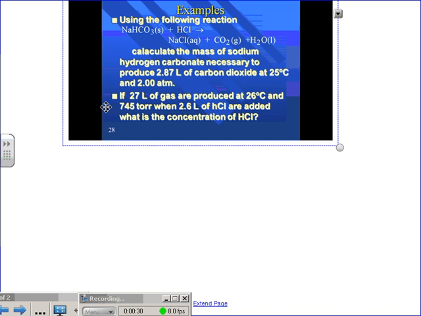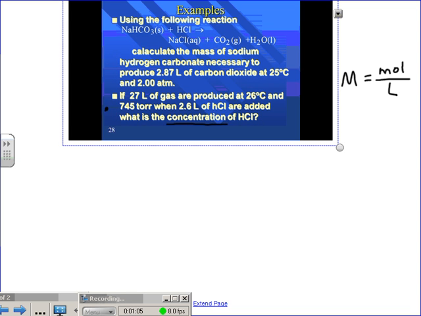But this time they are asking if 2.27 liters of gas are produced at 26 degrees Celsius and 745 torr when 2.6 liters of HCl are added. What is the concentration of the HCl? Concentration is what we're solving for here. Concentration, automatically you should think of molarity, big M. Big M equals moles over liters. So we want our final answer in moles over liters. Molarity is concentration.